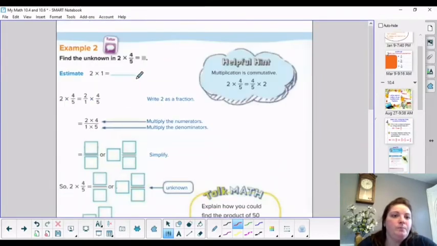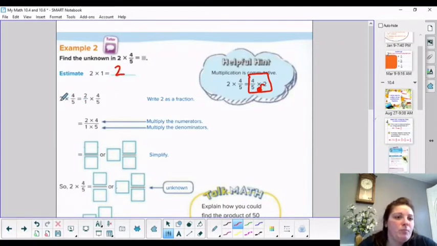Let's do another example. Find the unknown in 2 times 4/5. Remember how I told you that when you take a part of a number, you can say the word of? So this is the same thing if we think of the commutative property and flipping those numbers around. This is the same thing as saying 4/5 times 2, which is really 4/5 of 2. So we're taking a part of 2. We can estimate by keeping the 2 a 2 and saying 4/5 is close to a whole. So our estimate could be 2.